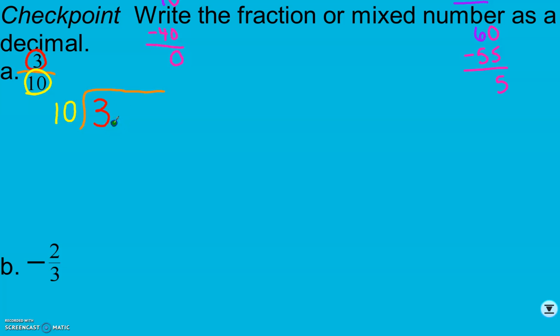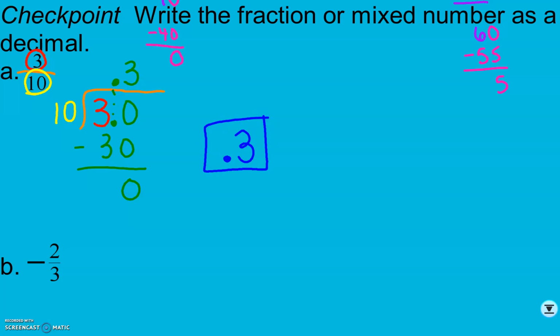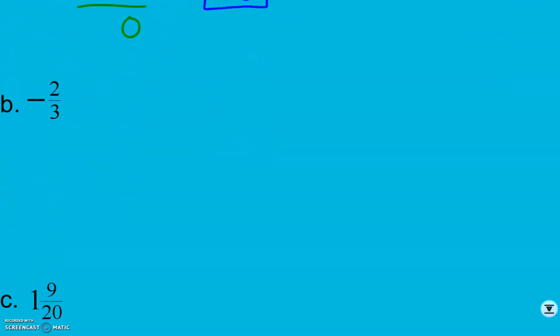So I put my decimal, bring it up, and add a 0. 10 does go into 30 3 times. Now I multiply that back and get 30. We subtract, remainder 0. So we get 0.3. Because the remainder is 0, it has terminated.